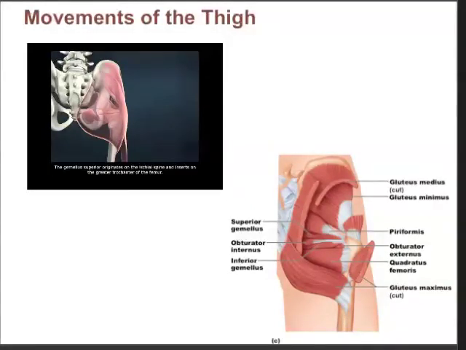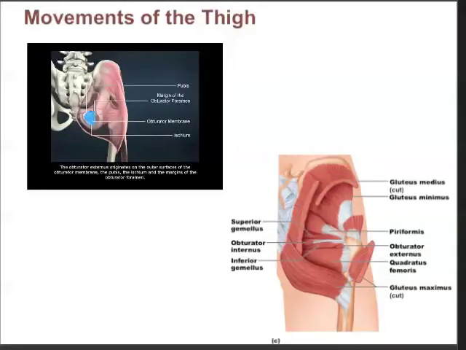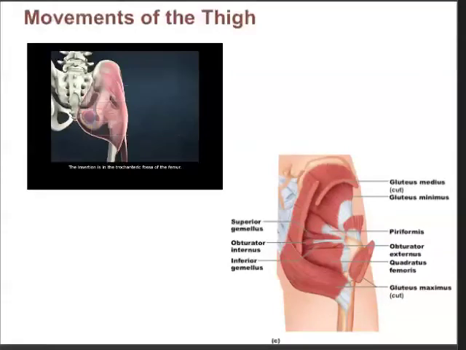The gemellus superior originates on the ischial spine and inserts on the greater trochanter of the femur. The gemellus inferior originates on the ischial tuberosity and inserts on the greater trochanter of the femur. The obturator externus originates on the outer surfaces of the obturator membrane, the pubis, the ischium, and the margins of the obturator foramen. The insertion is in the trochanteric fossa of the femur.